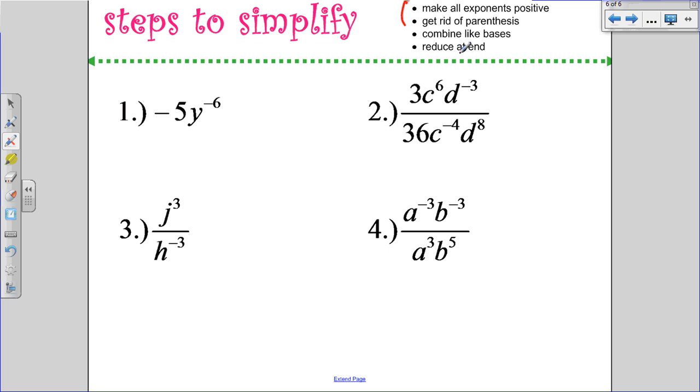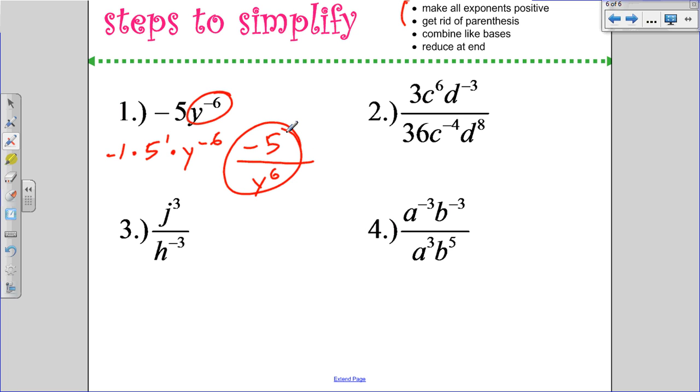Okay, so let's take a look here. Now this negative has nothing to do with exponents. So that's really like a -1 times 5 to the 1st power times y to the -6 power. So that's how I see it. I see it as like 3 separate pieces. So when I put that together, the -5 stays on top, but this has to become positive and you move it to the bottom. Okay, so that's first step, make all positive exponents. So that's my final answer for that.